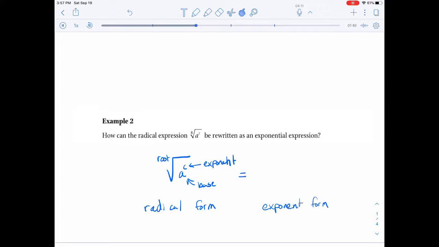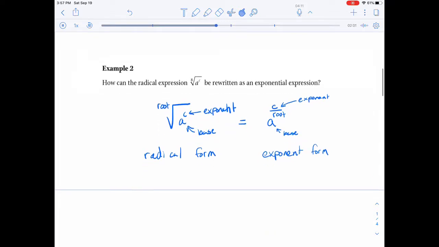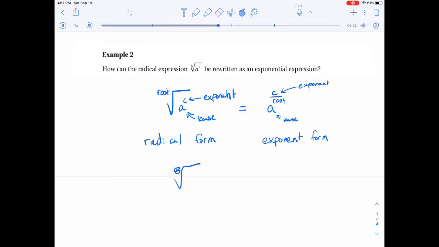We would have our base, a, raised to the exponent in the numerator over the root in the denominator. So c is our exponent here. So the 8th root of a to the c power in equivalent exponent form would be a to the c in the numerator over 8 in the denominator.